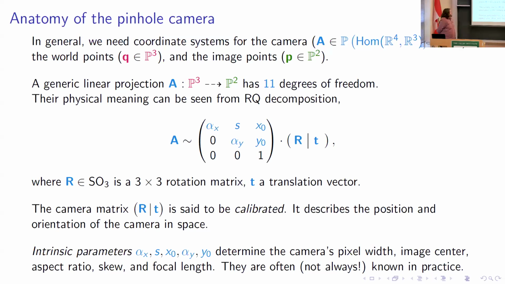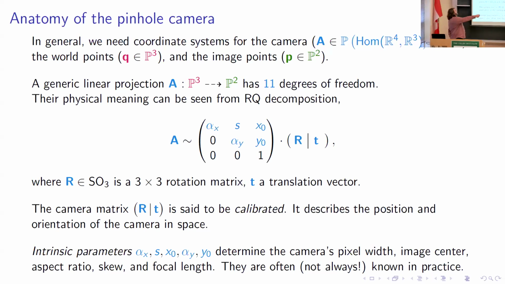And R and T in total have 6 degrees of freedom. And they tell you the location and orientation of your camera in space. And so for this reason, these are called extrinsic parameters. And notice that RT itself is a 3x4 matrix. So it's a camera. And we call any camera that can be written in this form, at least up to scale, a calibrated camera.